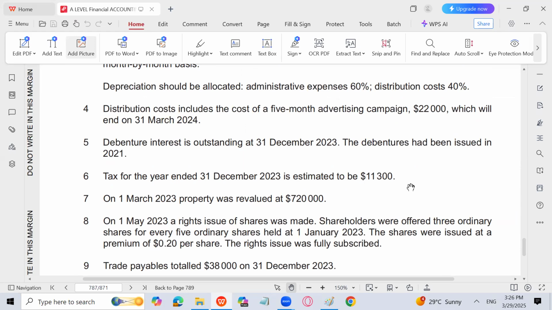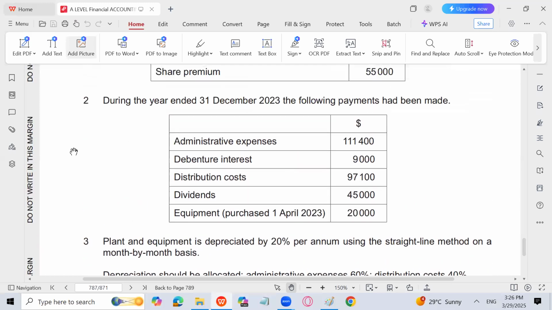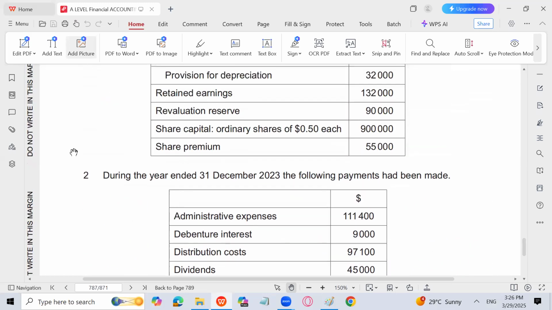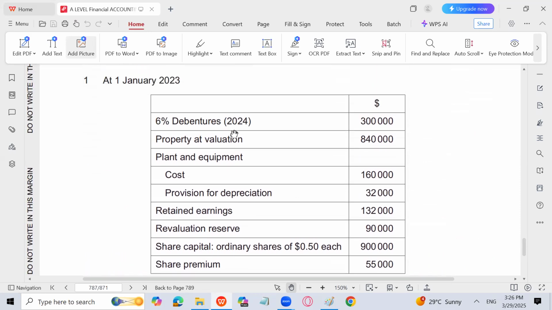Debenture interest is outstanding at 31st December 2023. The debenture had been issued in 2021, right? So debenture interest is outstanding. Debenture interest paid is 9,000. And what debenture interest is outstanding? We have to release the debenture payment in 2024. So this will not be treated as a non-current liability. It will be treated as a current liability.